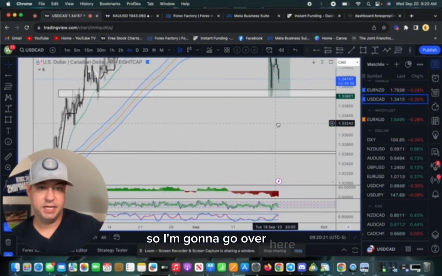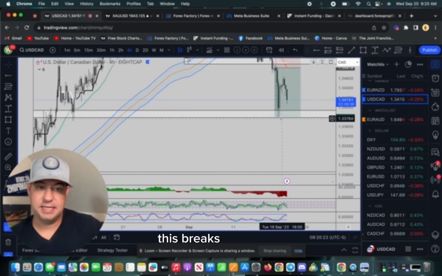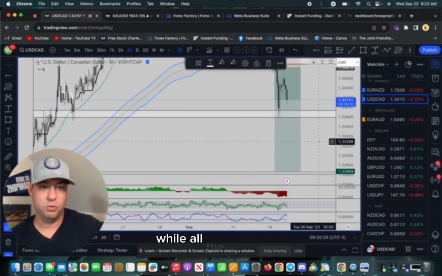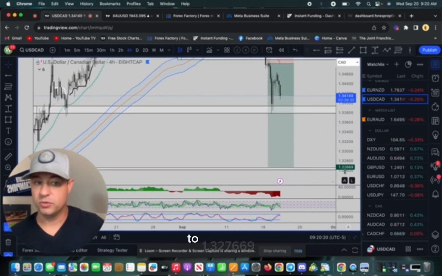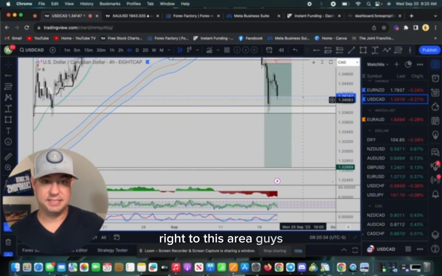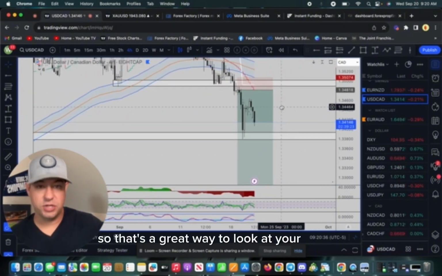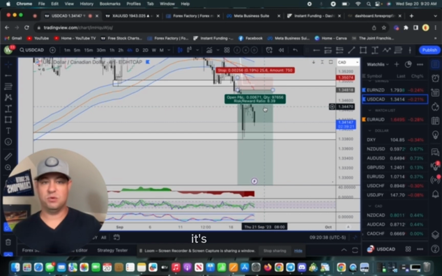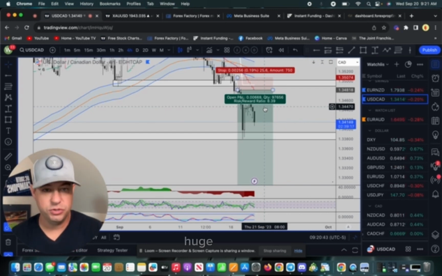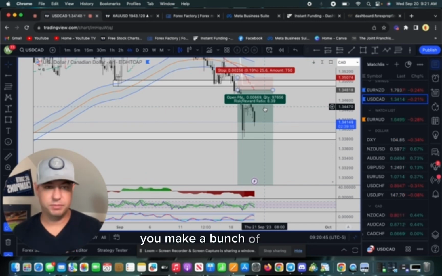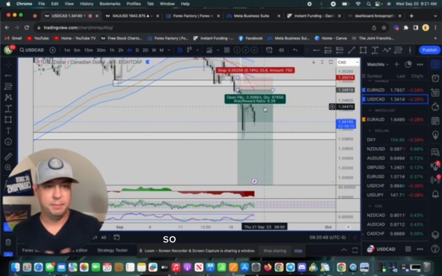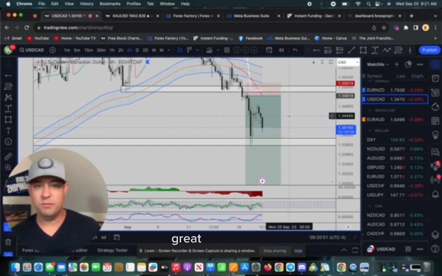So I'm going to go over here and say, hey, if this breaks down here, we get a little retest, you could get back in for a move, wow, all the way down to 1.3276669, right to this area, guys. So that's a great way to look at your targets. And if you hit something like that, it's a 1 to 8 risk to reward ratio, which would be a huge play. You make a bunch of money, risk $100 to make about $830. So big play there. Great week so far.